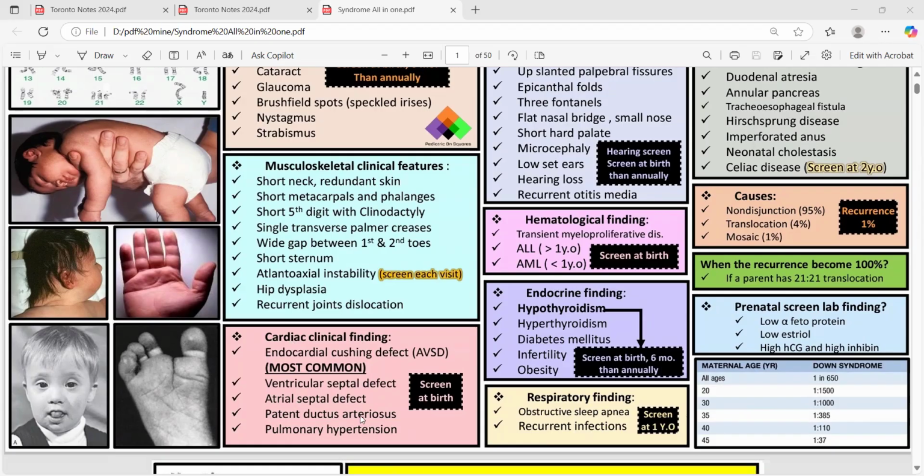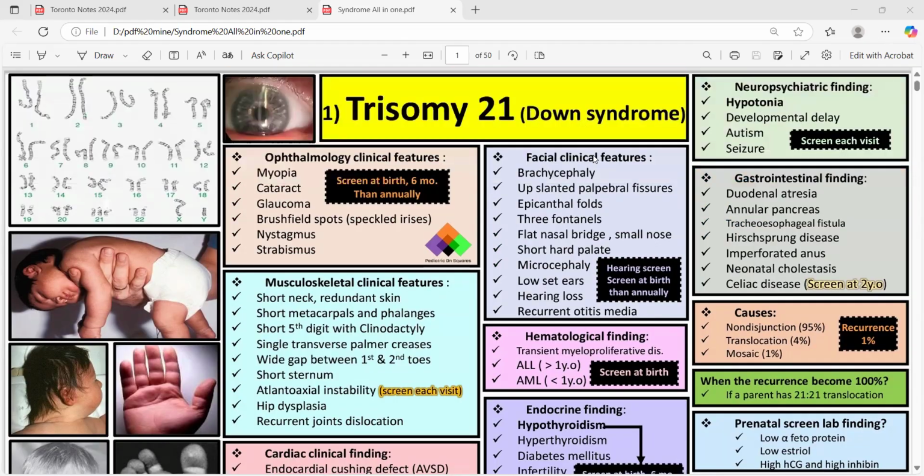Then VSD, ASD is very common, PDA is common, and then pulmonary hypertension. So we do screening at birth for all of them. And after that, we don't follow up, just screening at birth time.